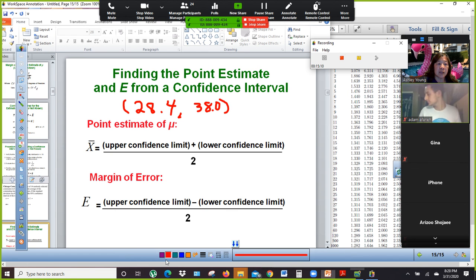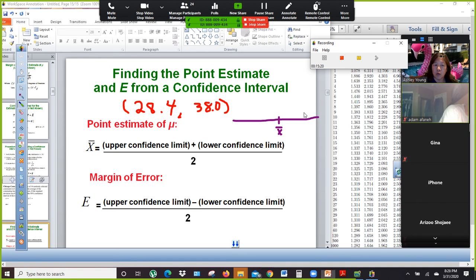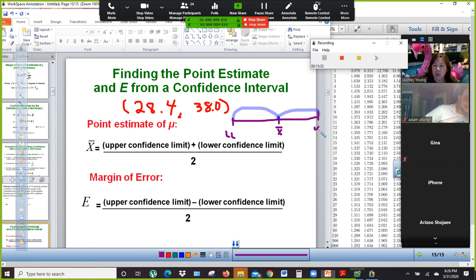Again, remember that this is our x bar in the middle. What we're doing is we've added our error to that, and we've subtracted our error to get to this, and so these are our lower and upper limits. So if I want to know what my x bar was, all I have to do is average these two: add them up, divide by 2, and that would give me my x bar.